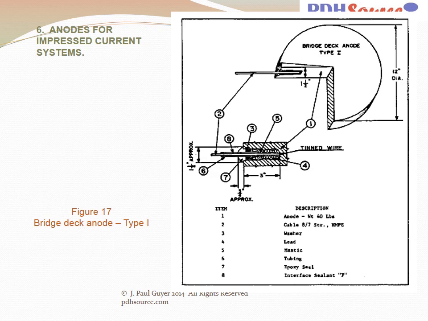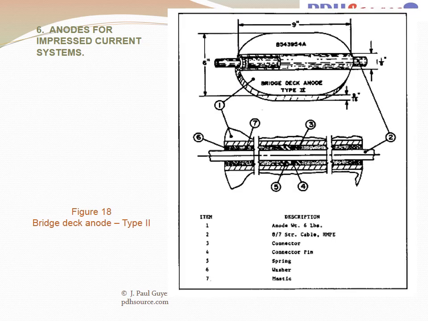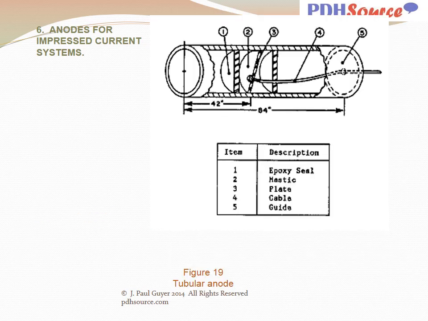Figure 17 is a detail of a bridge deck anode type 1. Figure 18 is a detail of a bridge deck anode type 2. Figure 19 is a detail of a tubular anode.